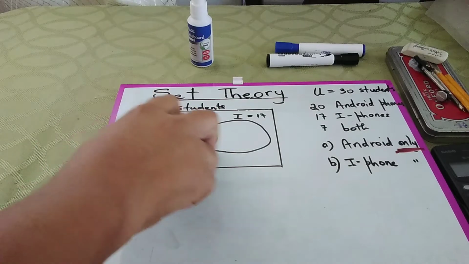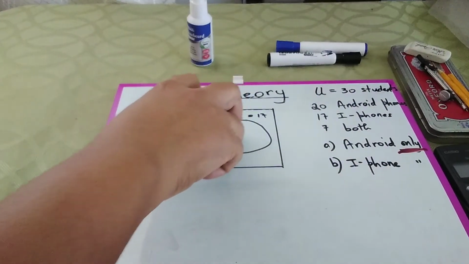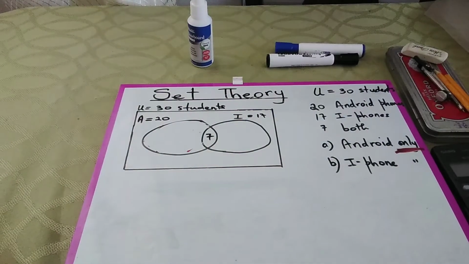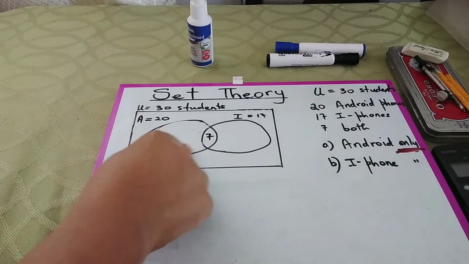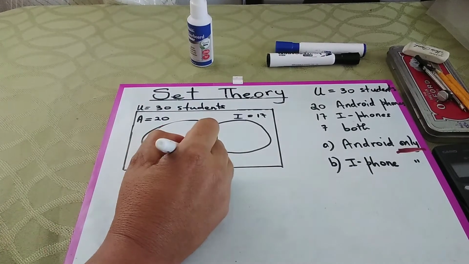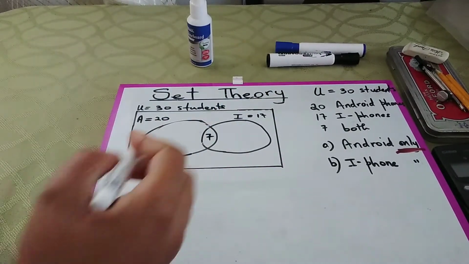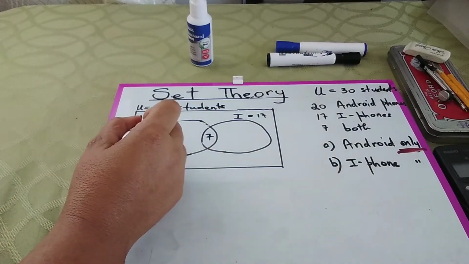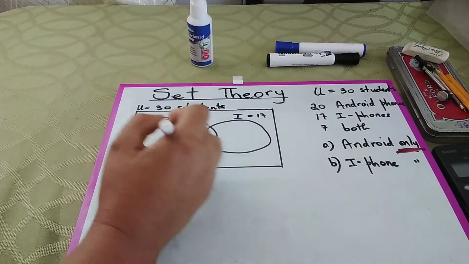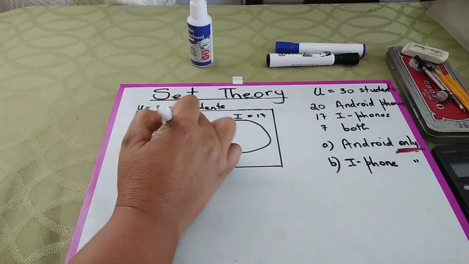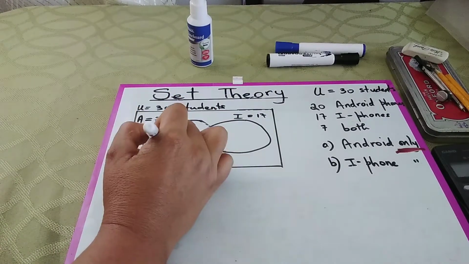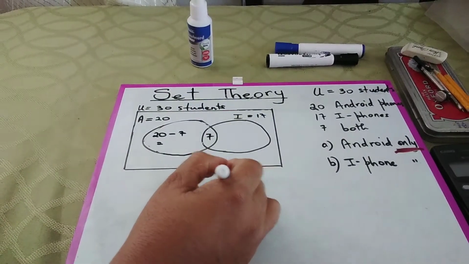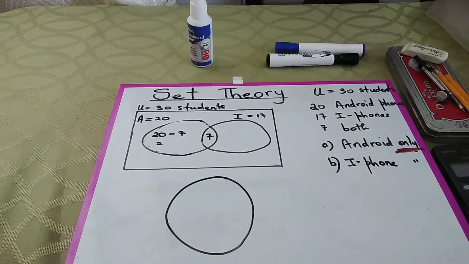So how do we do that? All right, let's show you how to do that. And it's like common sense, really. So if the entire circle, which is the Android, is 20 and part of it is 7, then we're going to say 20 minus 7 to find out what's the balance. Why are we doing that? Let's look at this for a moment.